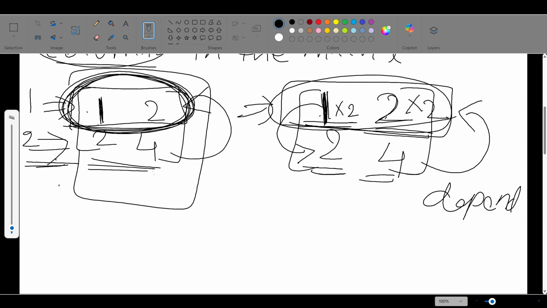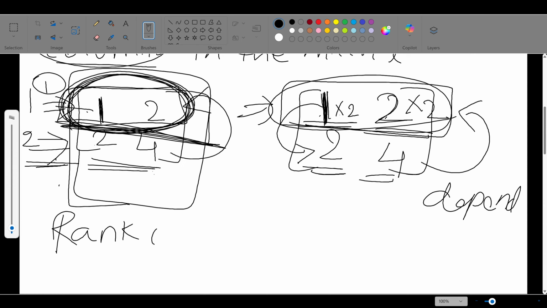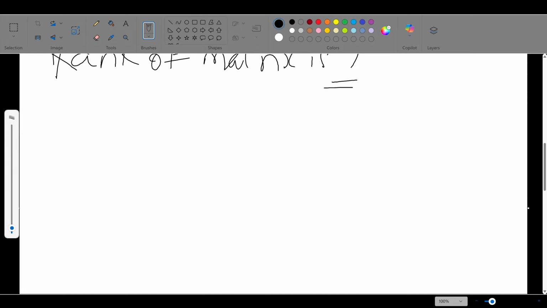Okay. So the rank of a matrix is basically the number of linearly independent rows or columns. Here we already got a row which is linearly independent, this one. How many such rows are there? Only this one, right? Only one. So the rank of the matrix is 1. Okay, got it? Now let's move on to the next one.